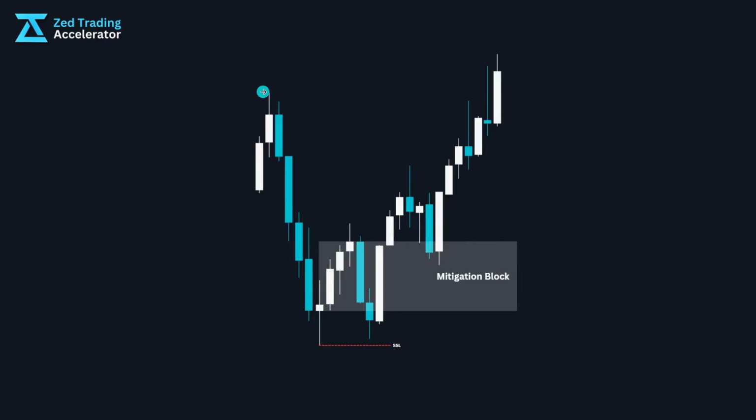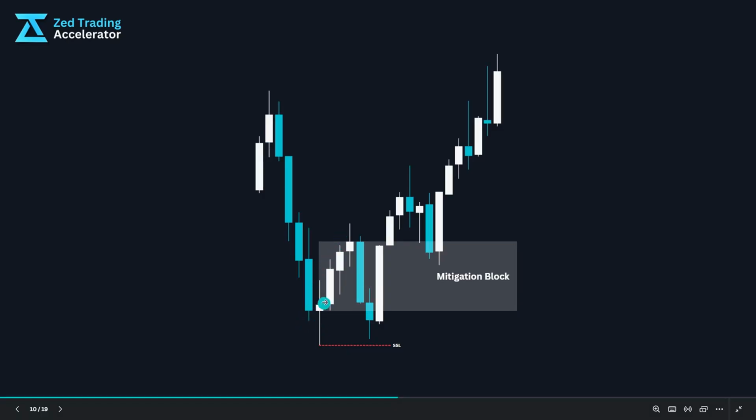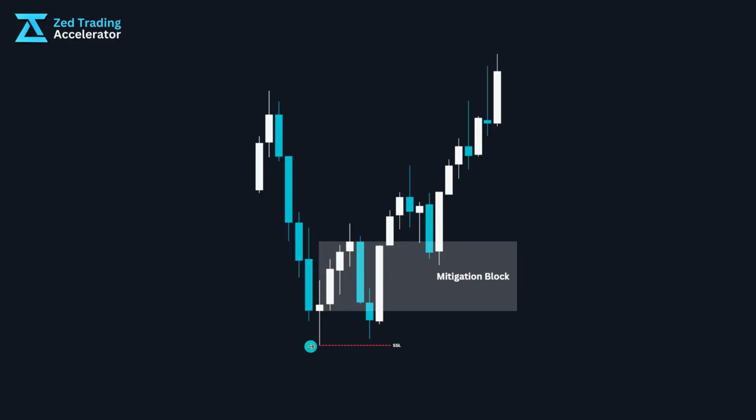So we are bearish, we form a down close candle, and here we form an up close candle. This is a possible order block if we continue to go lower, taking out this swing low. But since price failed to take out this swing low, this is now a mitigation block. Price continued to go higher and it found support in this mitigation block and continued going higher.